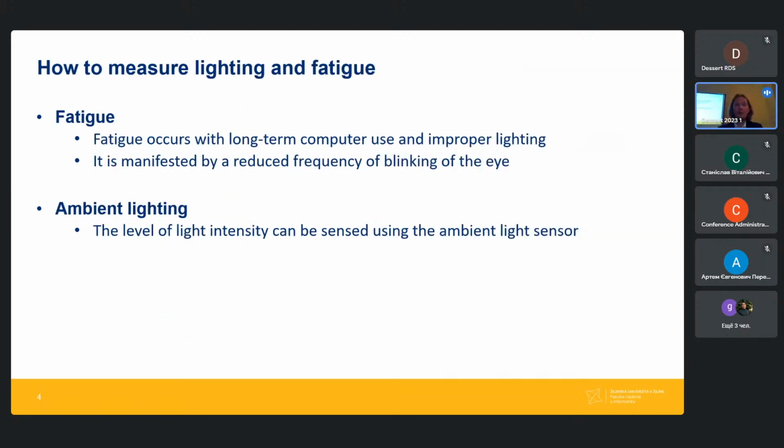How to measure lighting and fatigue? Fatigue occurs with long-term computer use and improper lighting. It is manifested by reduced frequency of blinking of the eyes when we use a computer. Ambient lighting, this level of light intensity, can be sensed using the ambient light sensor.